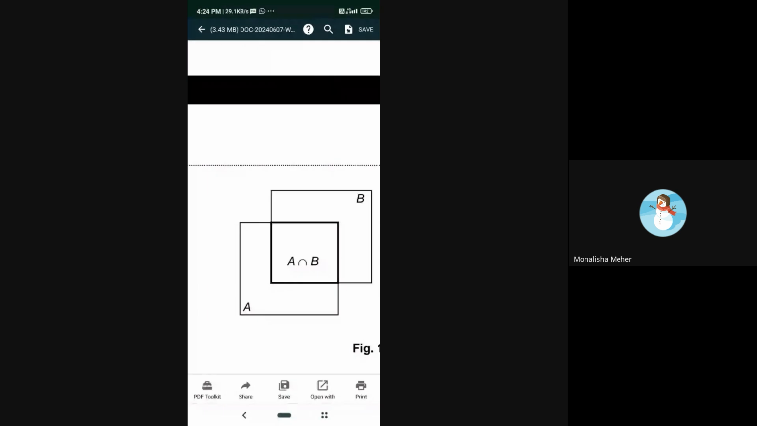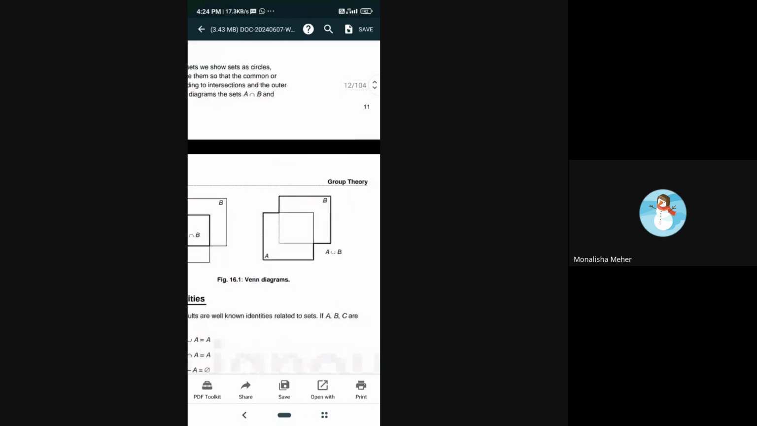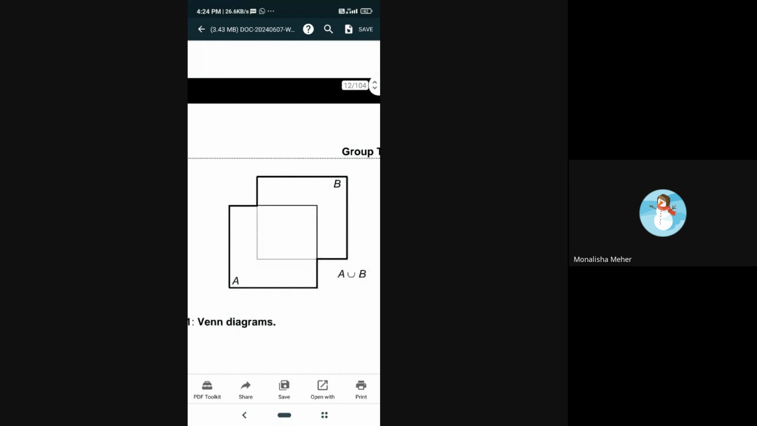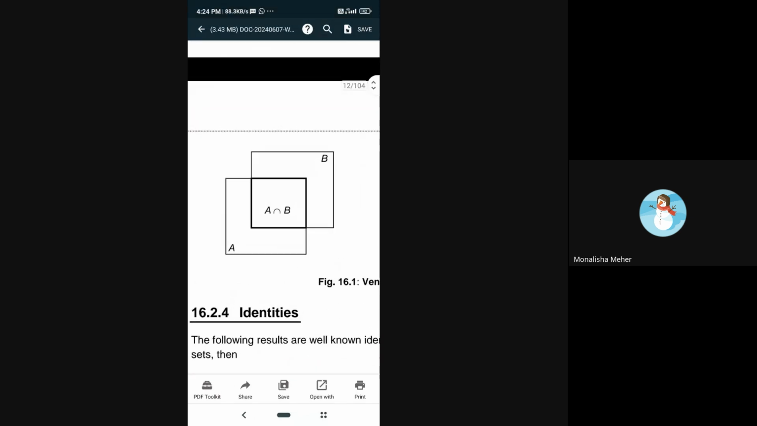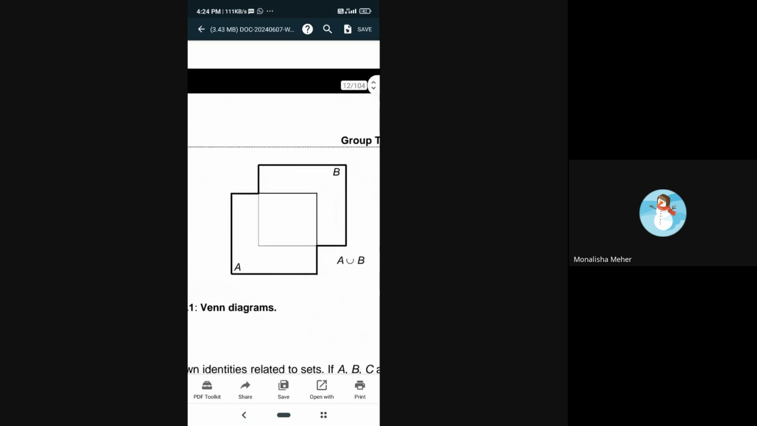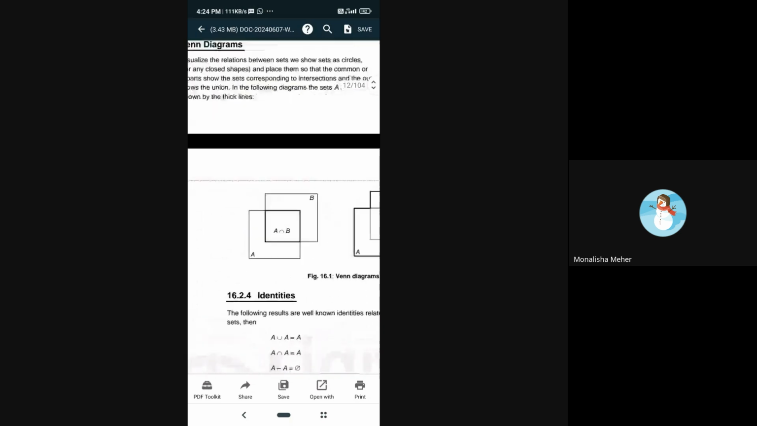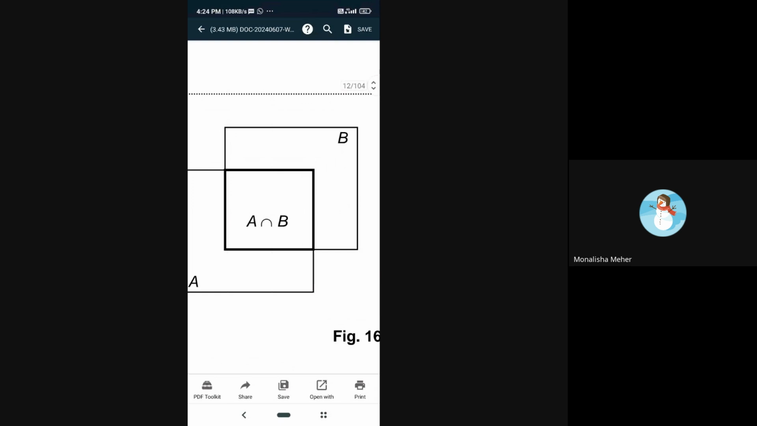A is a bigger rectangle in the left hand lower part. B is in the right hand upper part, and the intersection is the middle part. Similarly, union. Suppose you have A and B, then C. The union will be the bold line covering both A and B. Are you getting it? So, similarly, all the algebraic operations can be represented in Venn diagram. Okay, A intersection B, and this is A union B. So the thick line is represented by your shade operation.